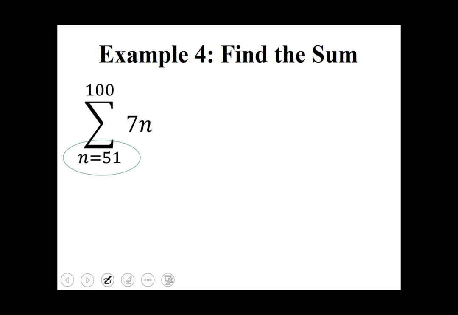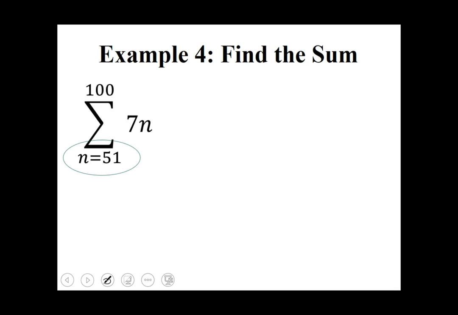So I want to talk about what happens if you're not starting at 1. If you're not starting at 1, like example 4, you're finding the sum from 51 to 100 of 7n, there are 2 ways you can do this. One of them is the more official way, which I'm going to show you first, and then I'm going to show you a cheat way. Both of them work, but the thing about the cheat way is you have to almost do twice the thinking. So my advice is always to use the formulas when possible, but I know some of you don't like to do that, so I'm going to show you all your options.